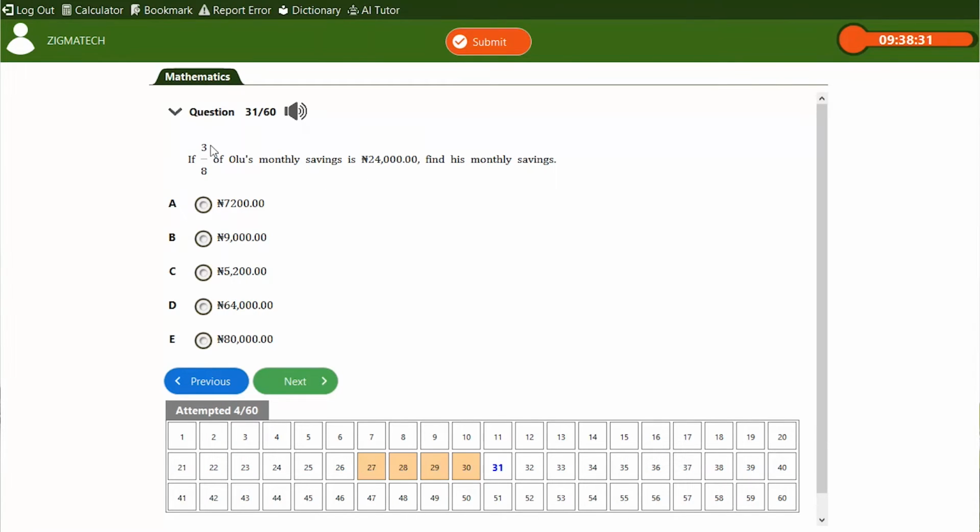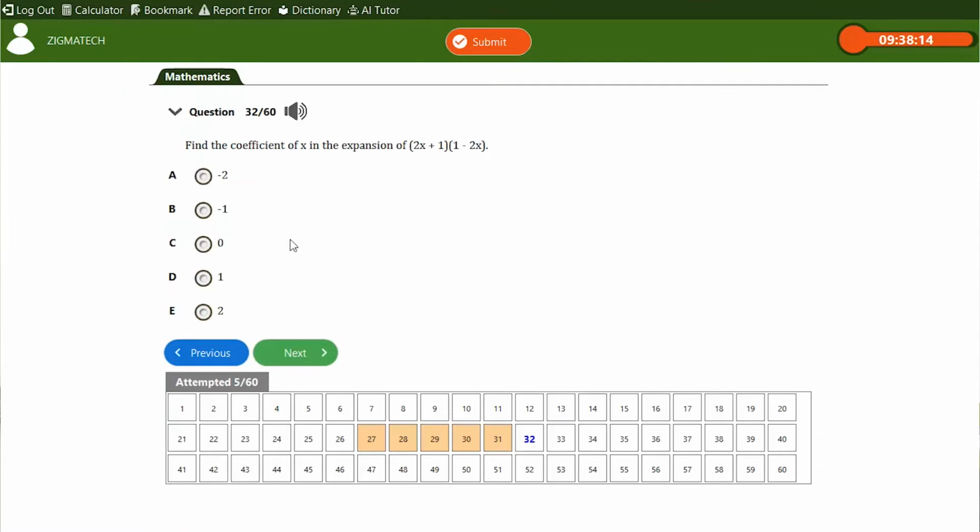If 3 over 8 of Olu's monthly saving is 24,000, find his monthly saving. So it's 64,000 naira. Let her monthly savings be what? 64,000 naira. So 64,000 is the correct option there, right? So let's go to the next one.